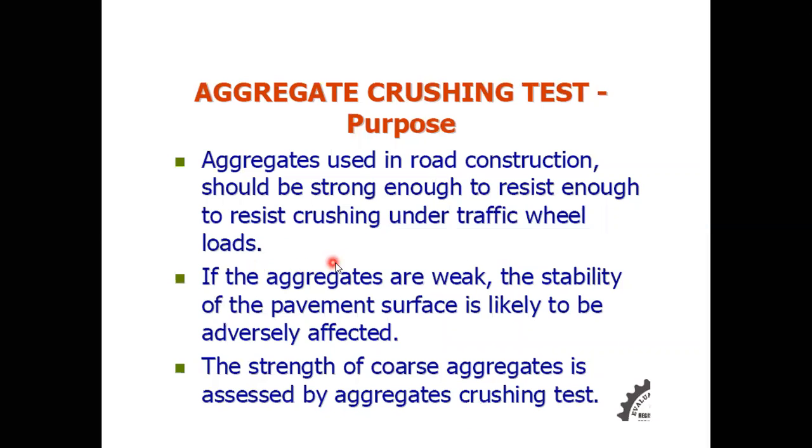To resist crushing under traffic wheel loads, it has to withstand this traffic wheel load, so it should be strong enough. If the aggregates are weak, the stability of the pavement surface is likely to be adversely affected. So once again, if it is weak, the stability of the road will reduce. The strength of the coarse aggregate is assessed by the aggregate crushing test. Already told, if you conduct the aggregate crushing test, you're going to find out the strength property of the aggregate.